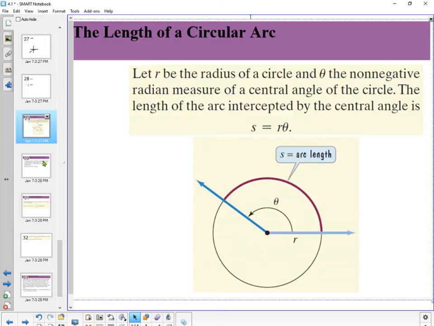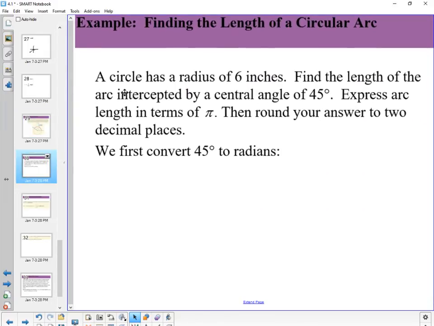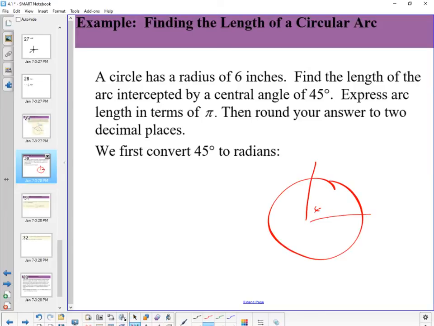All right. You have it now, bud? Yes, I got that. We're waiting for you. All right, here we go. Finding the length of a circular arc. A circle has a radius of 6 inches. Find the length of the arc intercepted by the central angle of 45 degrees. So you've got 45 degrees in here. You're trying to find the length of this arc right here. What's this distance?